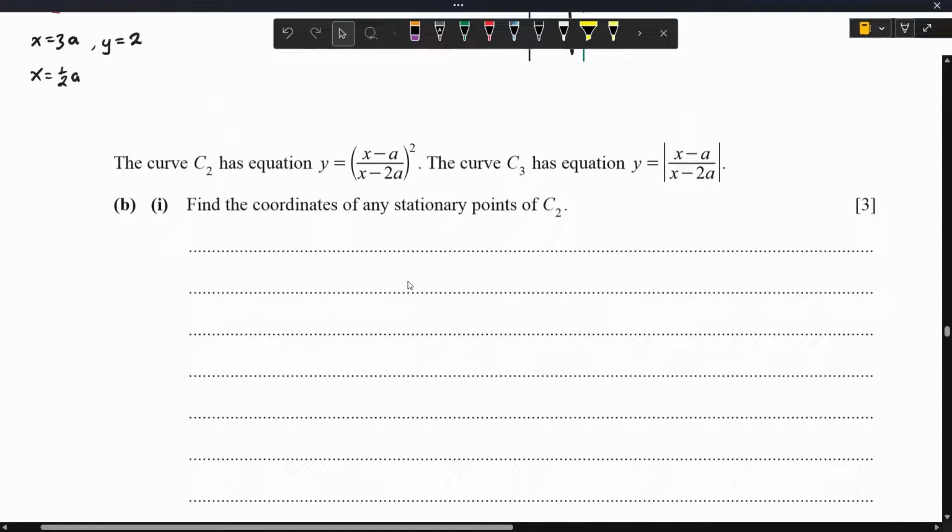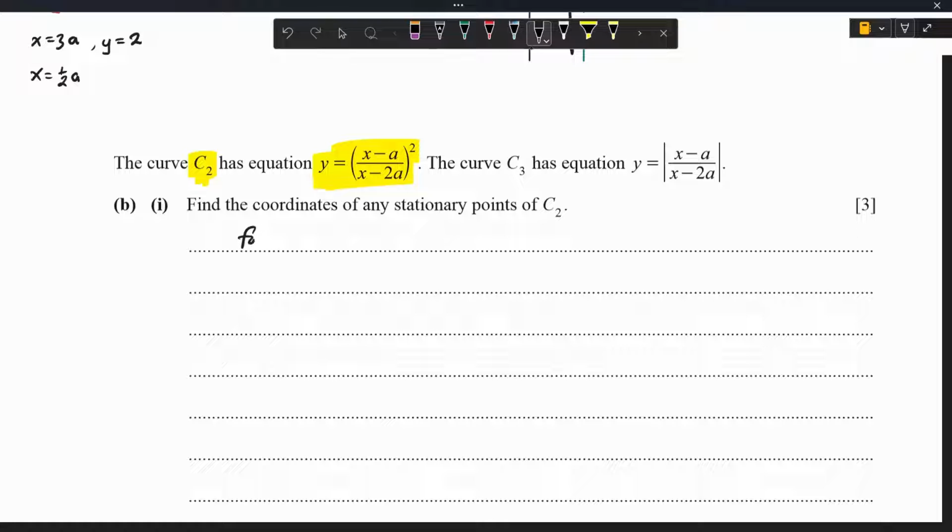On part B, the curve C2 has equation y is equal to (x minus a over x minus 2a) all squared. The curve C3 has equation y is equal to mod of x minus a over x minus 2a. So on B part 1, find the coordinates of any stationary points of C2. Okay, so we are talking about C2 in this case, which has this equation, and we're talking about stationary points.